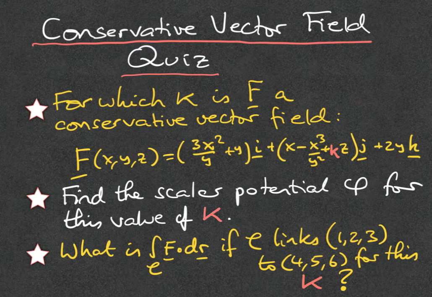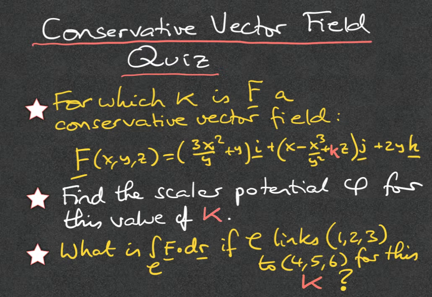So the aim of this video is to give you some practice studying a problem about conservative vector fields. Here we have a vector field. It has a parameter kappa in it. And the question that I ask you first is, for which value of kappa is our vector field a conservative vector field? After you've found that, then the next question is to find the scalar potential phi that corresponds to the conservative vector field with that value of kappa substituted in here.